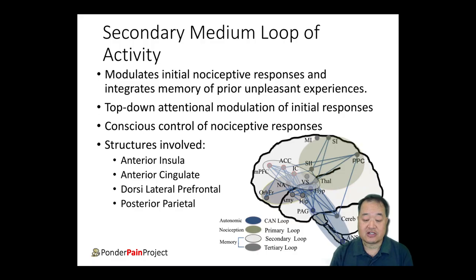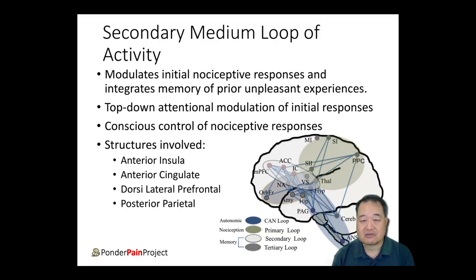Now we get to the secondary loop, which is the medium loop of activity. Remember, this is more coordinated with what was stated before, maybe more like the saliency network. So really the saliency network is the nociceptive network and the secondary loop of activity that we see here. This is designated in white. It modulates our initial nociceptive responses and integrates memory, prior unpleasant experiences. It's more of a top-down modulation of initial responses.